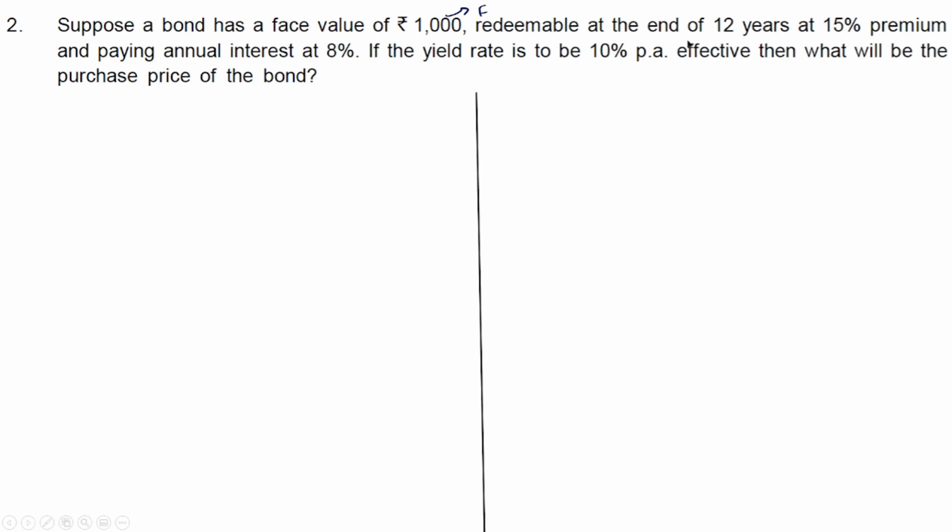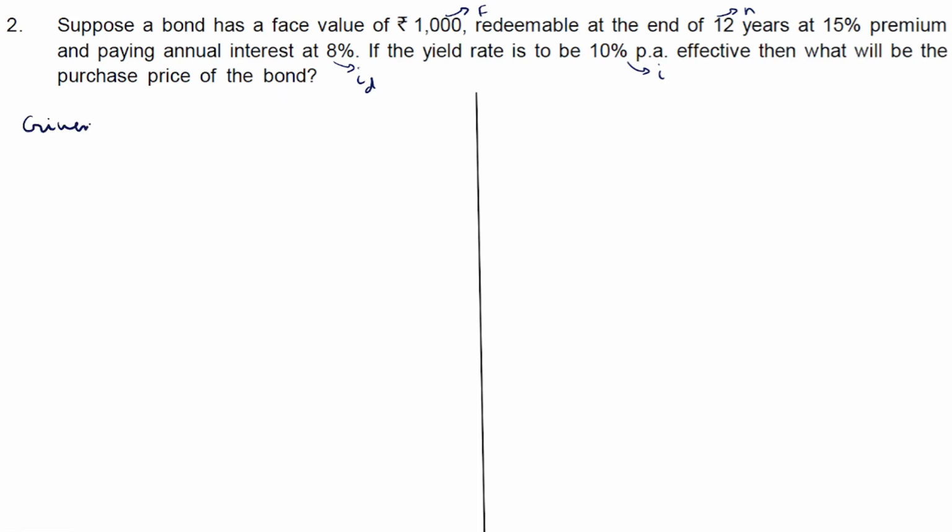So here the face value of the bond is given as rupees 1000 and it is redeemable at the end of 12 years, so this is N, and it is paying an annual interest of 8%. This is the nominal rate ID. The yield rate is 10% per annum effective, so this is I. It is redeemable at 15% premium, so C will be 1000 plus 15% of 1000. The redemption price will be more than the face value. We need to find the purchase price of the bond.